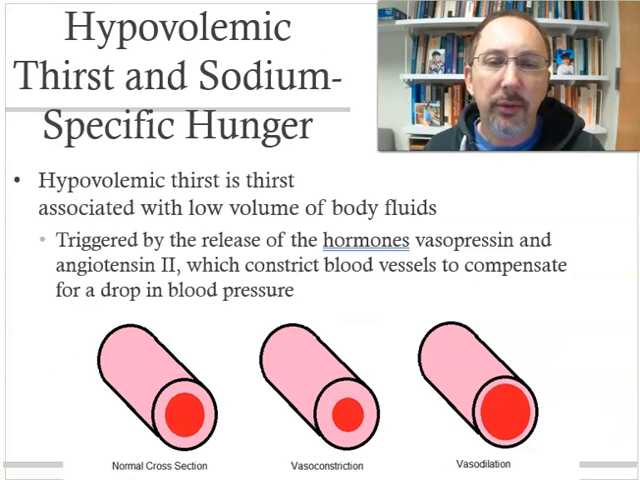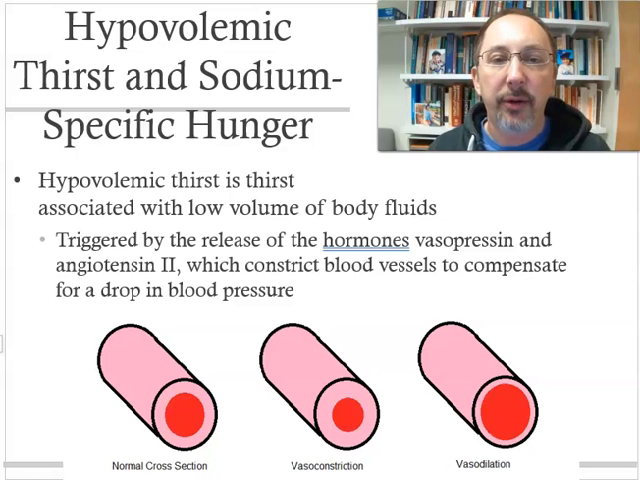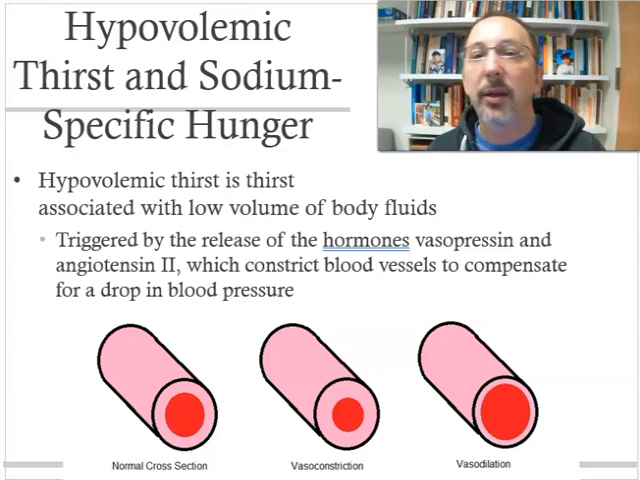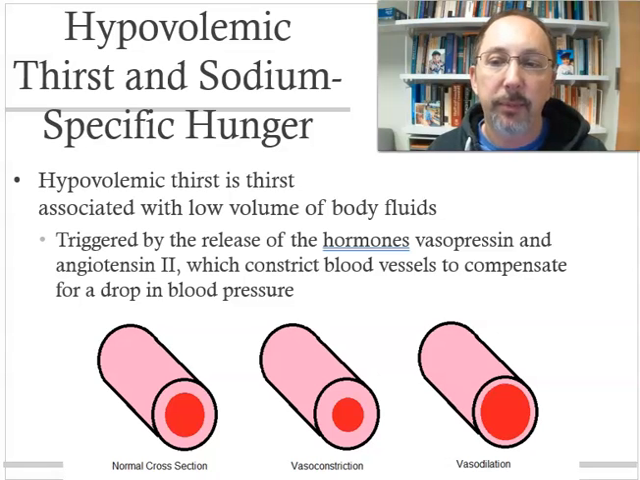Then we consider hypovolemic thirst and sodium-specific hunger. Hypovolemic thirst is thirst associated with low volume of body fluids. It's triggered by the release of the hormones vasopressin and angiotensin II, which constrict blood vessels to compensate for a drop in blood pressure. So we've seen this, right? Hypovolemic thirst has low blood volume of body fluids, which means we need some, but it's not just water we want, but it's also the solutes within it.